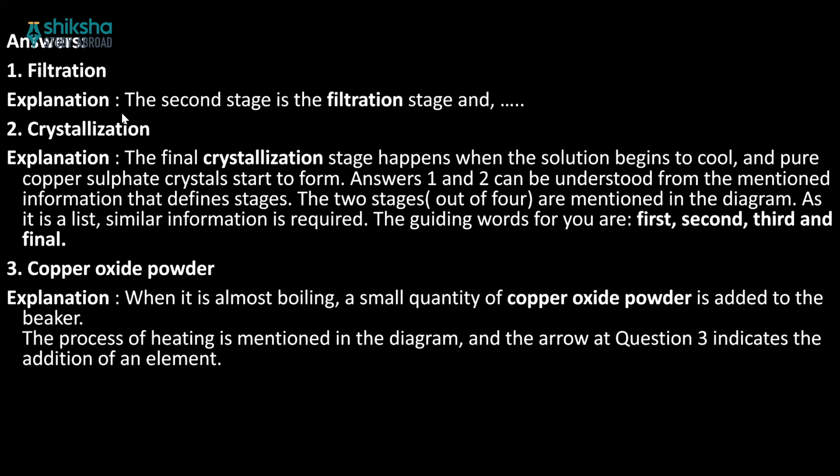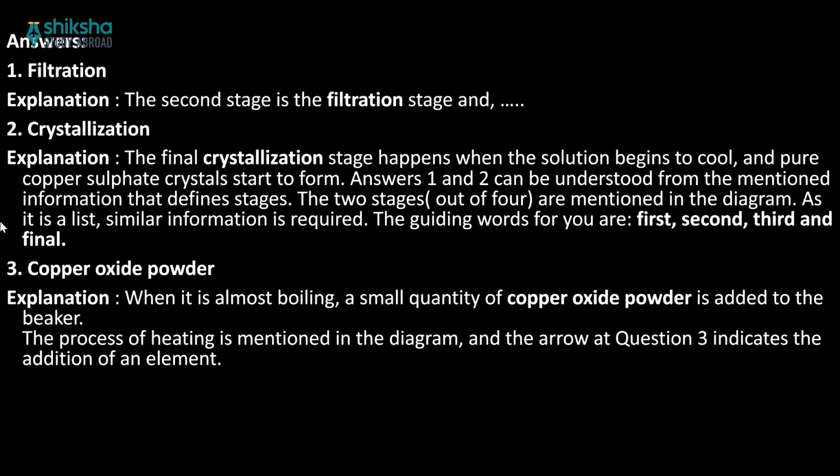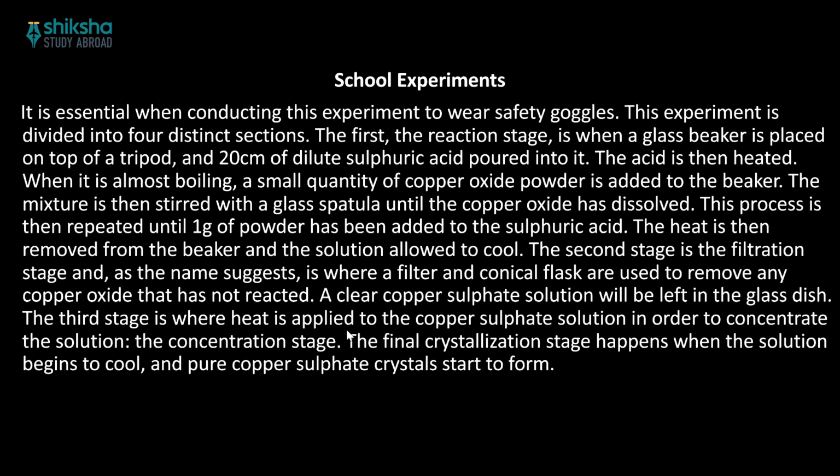Second is crystallization. The explanation given is: the final crystallization stage happens when the solution begins to cool and pure copper sulfate crystals start to form. Answers 1 and 2 can be understood from the mentioned information that defines stages. Two stages out of 4 are mentioned in the diagram. As you can see here, out of 4, 2 have been mentioned, and as it is a list, similar information is required. You'll understand after reading these kinds of paragraphs and practicing more of these questions how you calculate which word has to go where.